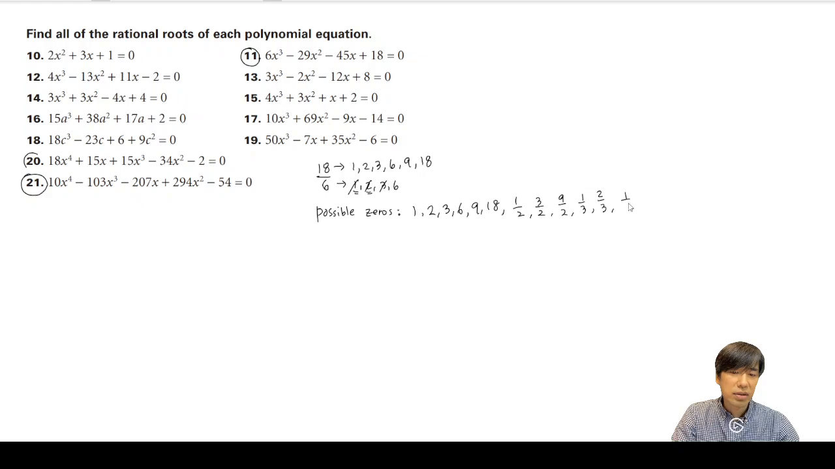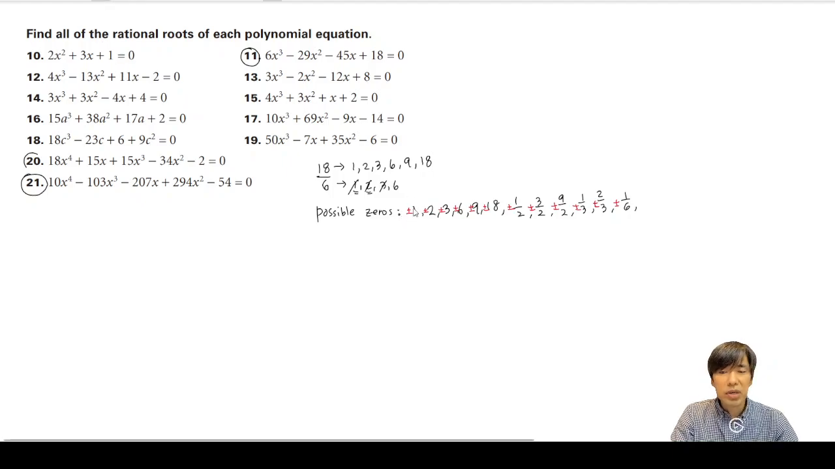1 over 6, 2 over 6 is basically 1 over 3, 3 over 6, that's 1 over 2, 6 over 6. 9 over 6 is 3 over 2, so you don't have to write it down. 18 over 6 is 3, so that's all. So you just add plus and minus here. Then these numbers become possible rational zeros, okay? So you're gonna use these numbers in your synthetic division or application of factor theorem and things like that.